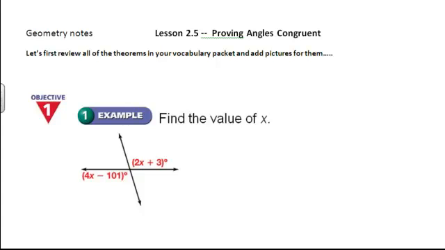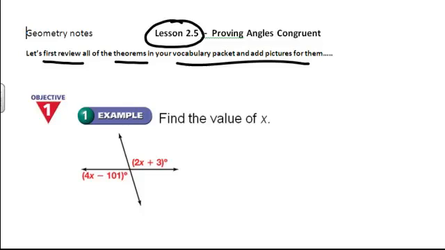All right, this is a review for lesson 2.5, which is how you prove angles are congruent. Basically, it's a review of the vertical angle theorem. So we're going to apply the vertical angle theorem. We've already reviewed all the theorems in your vocabulary packet, and we've already added pictures for them, so now we're going to apply those theorems.